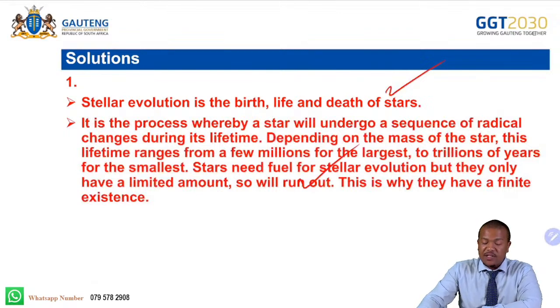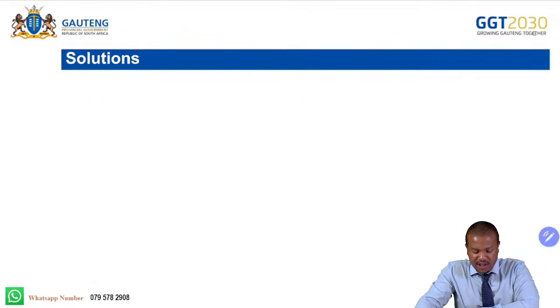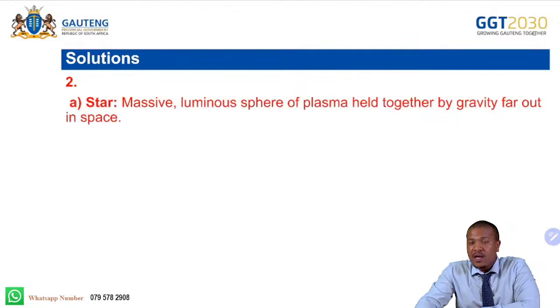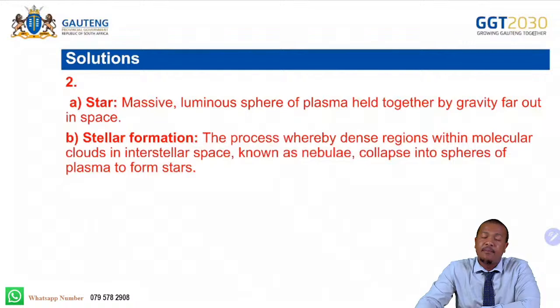Now let's move on to number 2. You simply had to give the definitions of those words. The first one is star. This is a massive luminous sphere of plasma held together by gravity far out in space, or you can say a ball of burning gas in the universe.